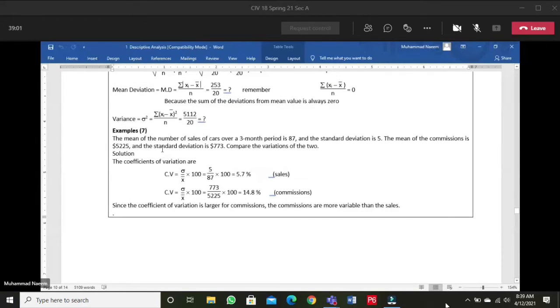Yet we have two sets of data with the information of mean and variance separately. So we can calculate their coefficient of variation and compare. A lesser coefficient of variation shows lesser stability, less consistency, and a larger coefficient of variation shows more stability.